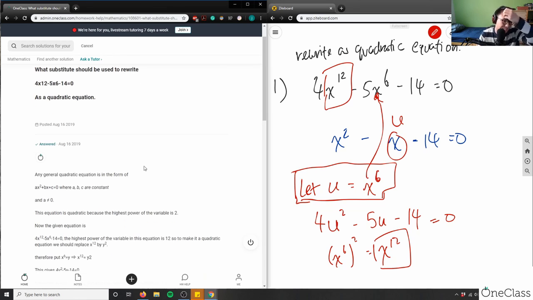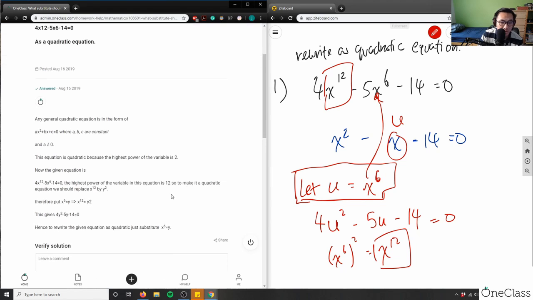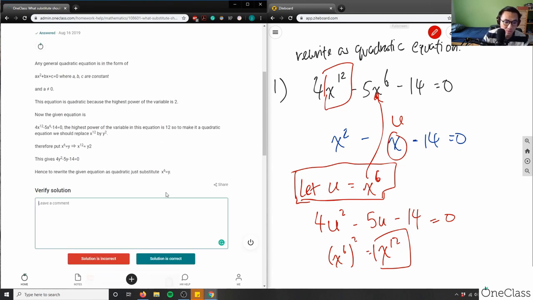So let me see what they did here. The equation is quadratic, the highest power is 2. That's good. Then they said the given equation is 4x to the 12 minus 5x to the power 6 minus 14. The highest power of the variable is 12, so to make it quadratic we have to replace it by y squared. That's fine. Therefore x to the 6 equals y, and x to the 12 equals y squared, so it'd be 4y squared minus 5y minus 14. This is good because they did the substitution y equals x to the 6. This is a perfect solution and analysis, and it's exactly the same as mine, except I used u instead of y, totally fine. So this solution is correct.